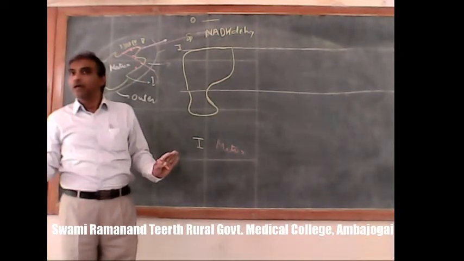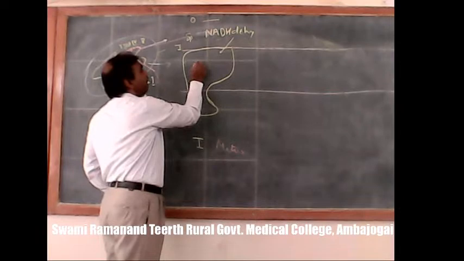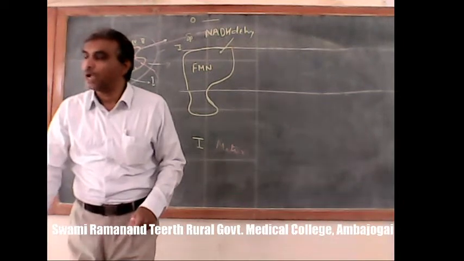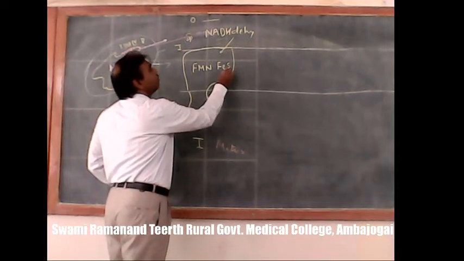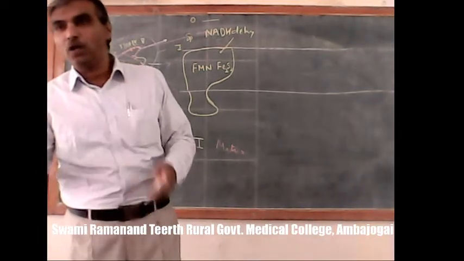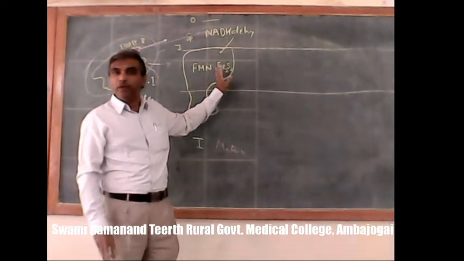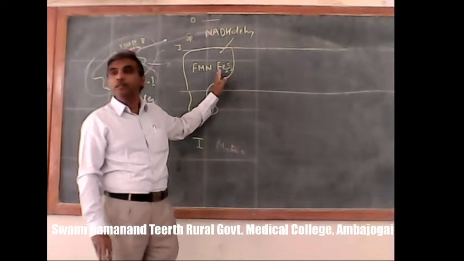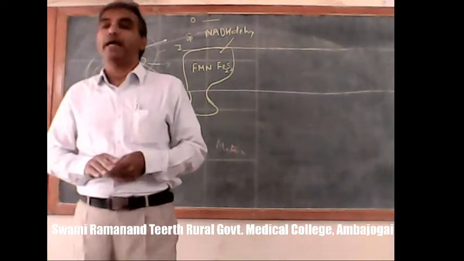Complex 1 contains this enzyme. Then it contains FMN, that is flavin mononucleotide, and it contains iron sulfur centers. This is another special component of the electron transport chain. I have not given this before because it is pertinent to tell over here only. This is called the iron sulfur center. This is non-heme iron.